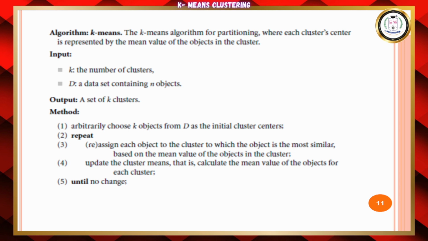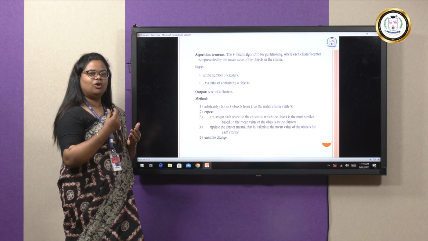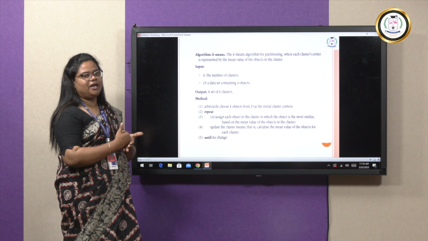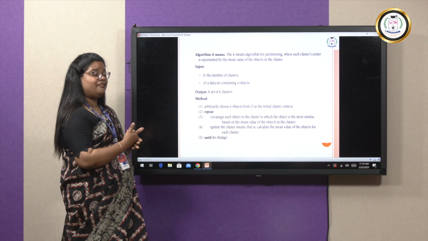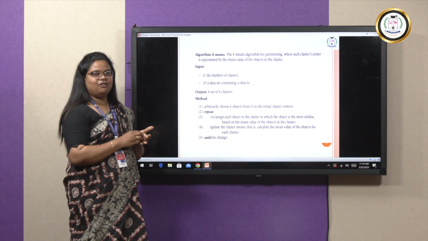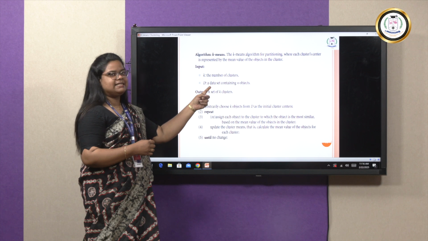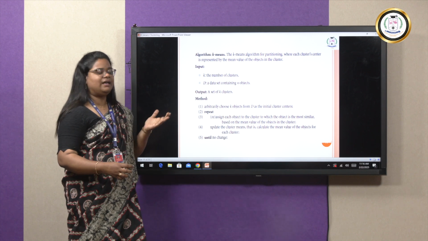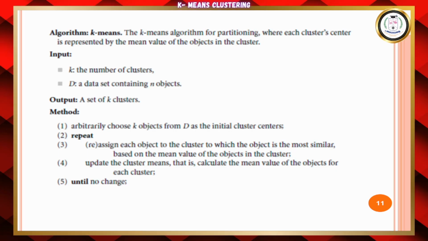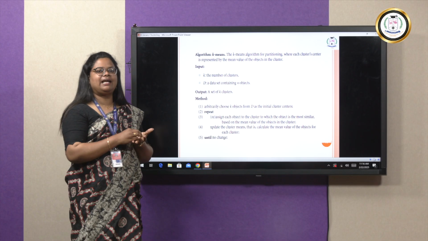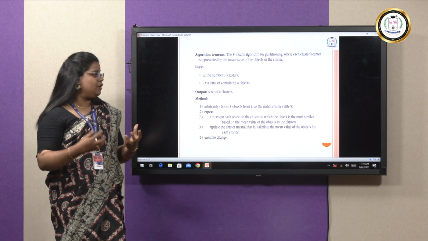So this is the pseudocode for k-means clustering. K is the number of clusters. It is not defined as being 2 or 3; according to the requirement and by trial and error, we can find the value of k. The most commonly used k value is 3. D is the data set containing n objects or data items. In the method, we randomly pick data items from the data set and make them into different groups.